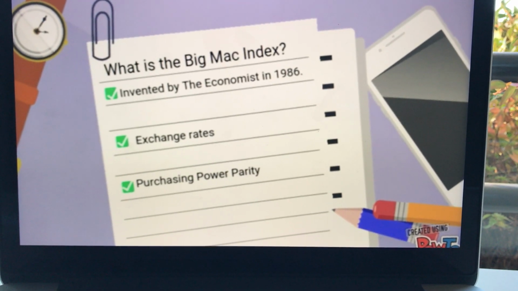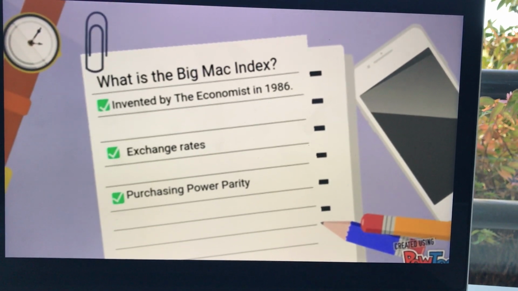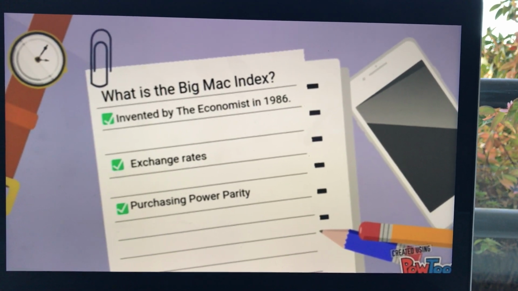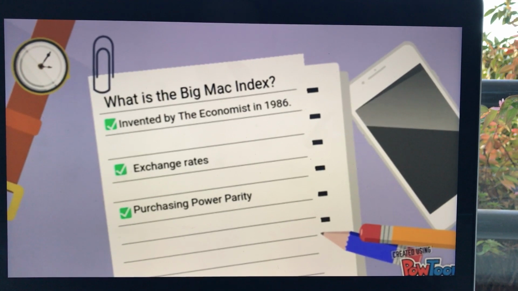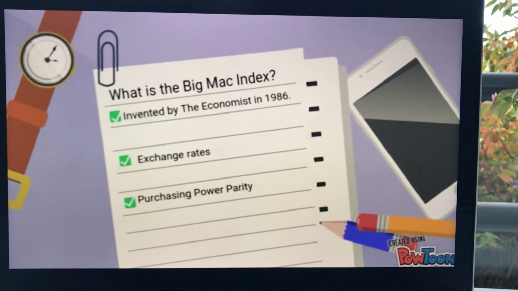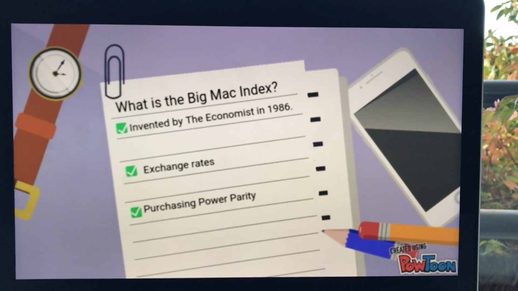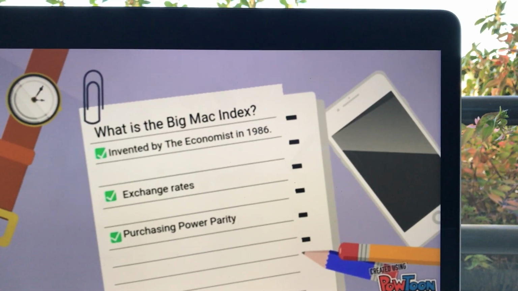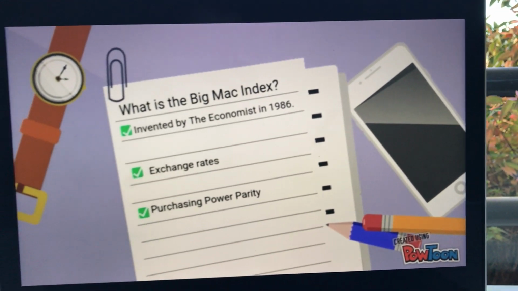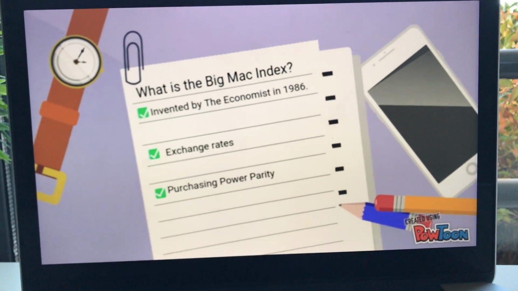It also deals with the economic theory of purchasing power parity, which compares different countries' currencies by comparing a basket of goods in different countries. The price of the basket of goods, with the same goods inside the basket, is compared between two countries. The exchange rate would be in equilibrium when the basket of goods costs the same in both countries. In this case, our basket of goods is a Big Mac.